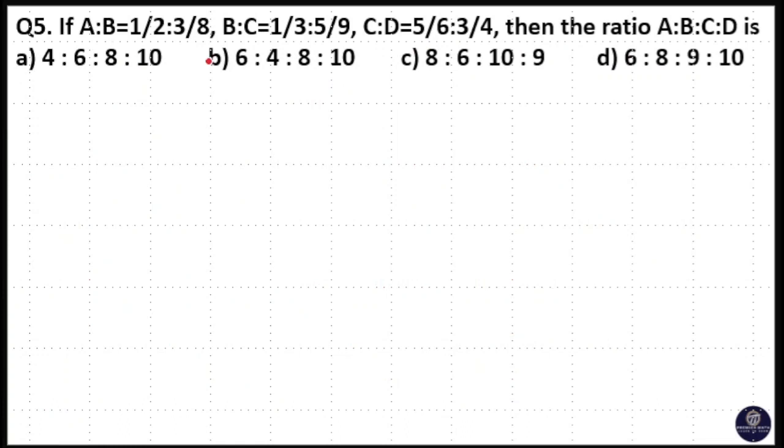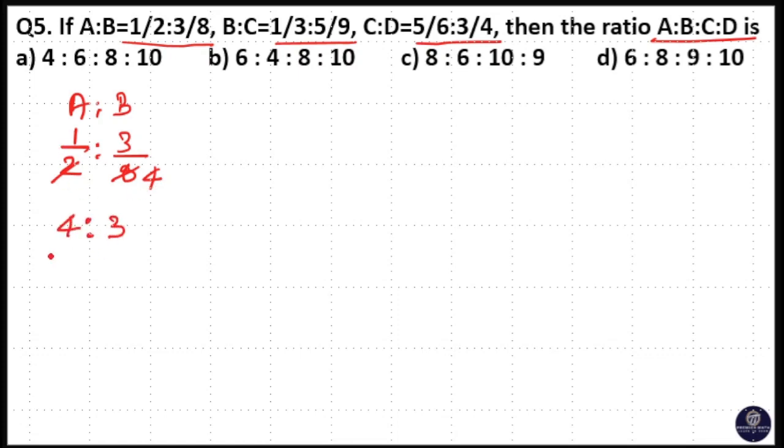Next is question number 5. If A is to B is 1 by 2 is to 3 by 8 and B is to C is 1 by 3 is to 5 by 9, C is to D is 5 by 6 is to 3 by 4, then ratio of A is to B is to C is to D. So, we have to find ABCD ratio. Here, A is to B means 1 by 2 is to 3 by 8. Here 2 will cancel. So, 4 comes here and 4 is to 3 is A is to B.